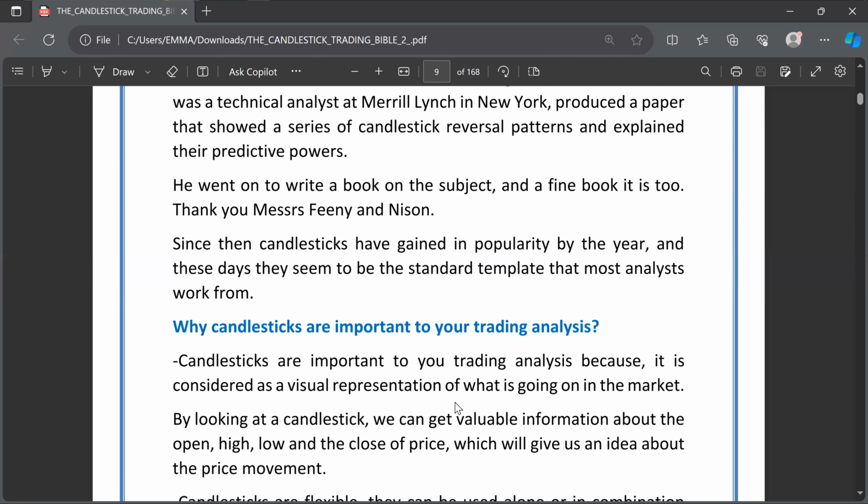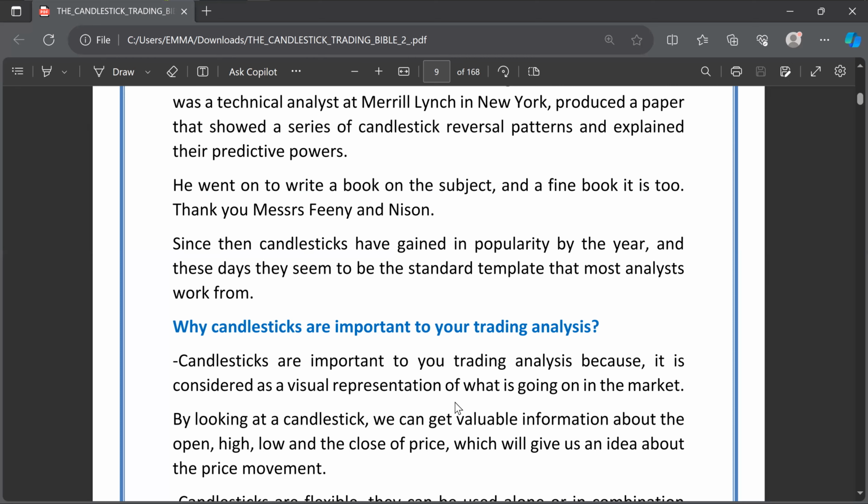Since then, candlesticks have gained in popularity by the year, and these days they seem to be a standard template that most analysts work on. Like I said earlier, now it is here. So it's a template, the standard, the basis. And if you are a new trader, a tyro or whatever, this is what you have to begin from. So these are the building blocks.